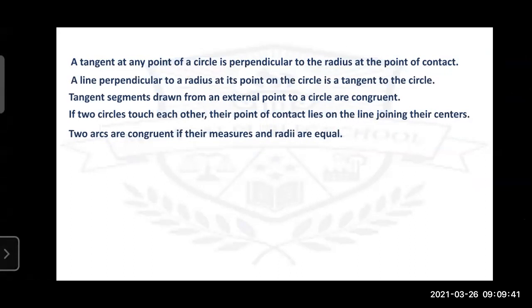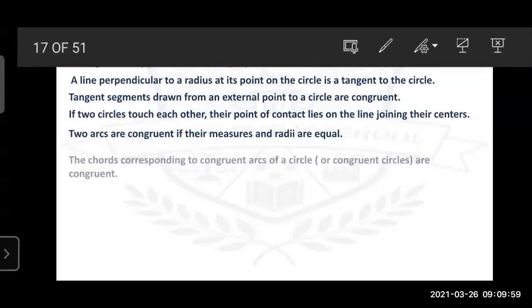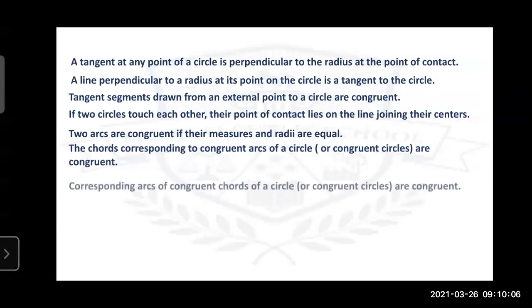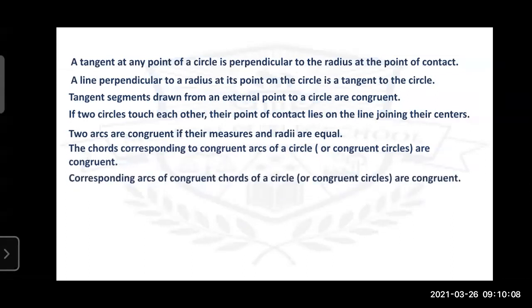And if two circles touch each other, there are two conditions: if the circles touch internally and if the circles touch externally. Their point of contact lies on the line joining their centers. Next part is that two arcs are congruent if their measures and radii are equal. And the chords corresponding to congruent arcs of a circle are congruent. So here one by one we discuss all these topics.